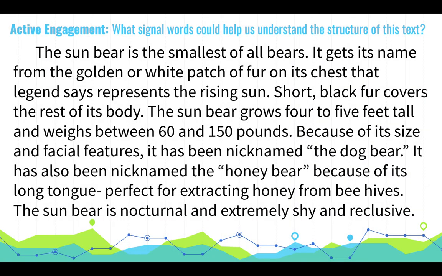Go ahead and read our second example to yourself and try and determine which text structure this author used. So this text structure is a simple description. If we were going to take notes on this, I would use something like a web and put bears, sun bear in the middle with all different types of descriptive details in bubbles around it.